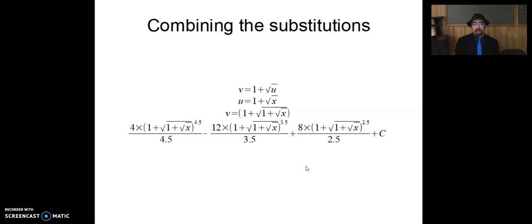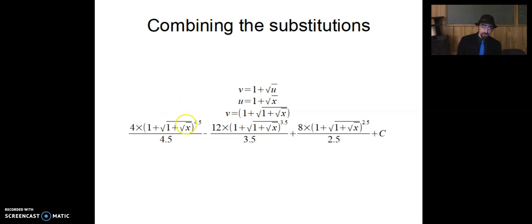And finally, we combine the substitutions. We said that v was 1 plus square root u, and we said u was 1 plus square root x, so that means v is 1 plus square root of 1 plus square root of x. Now, in theory, we could have done this substitution way back at the beginning, but it would have been unclear whether or not that substitution was going to clean up nicely. Whereas by doing it in those bite-sized pieces, we get a better indication that the move we made is actually making this simpler.